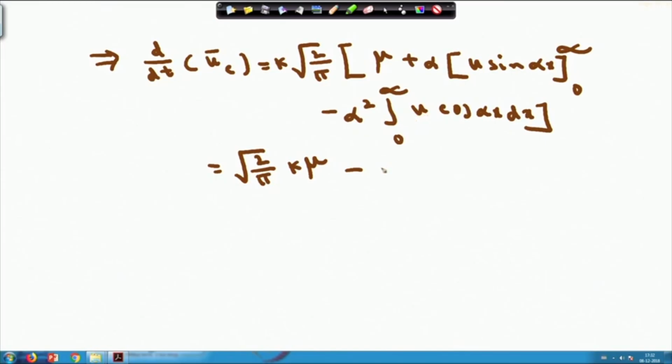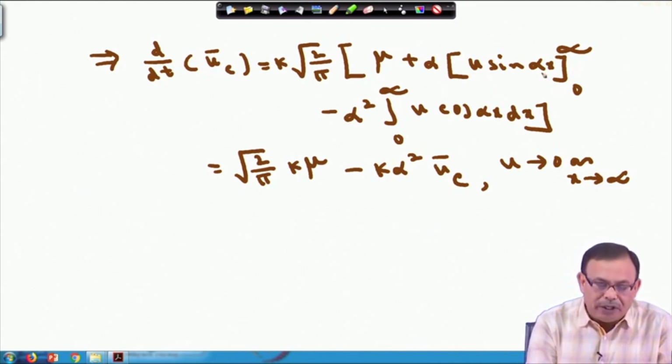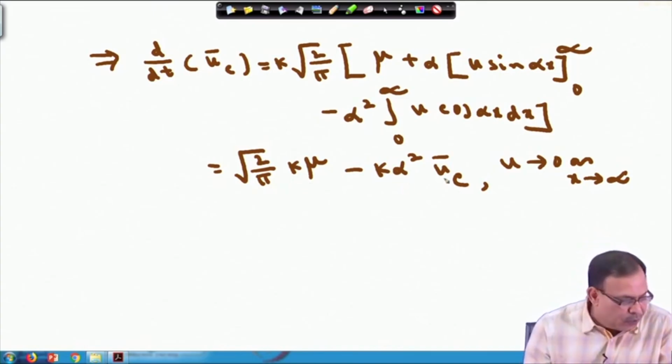So that this becomes k alpha square u bar c. Please note that u approaches 0 as x approaches infinity. This is also given to us. By that way, the value of this limiting value becomes 0. So, I am getting d dt of u bar equals root over 2 by pi k mu minus k alpha square u bar c.